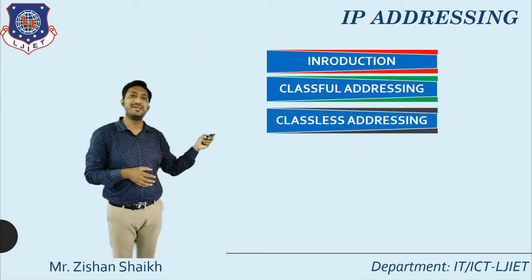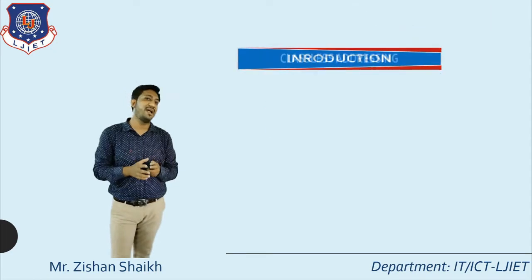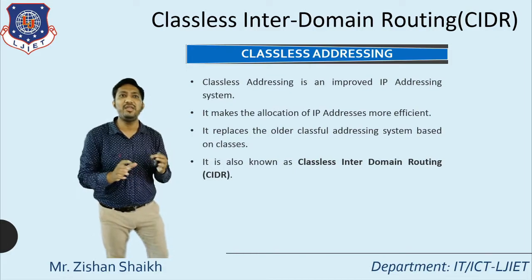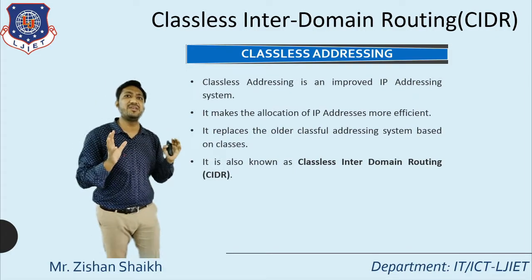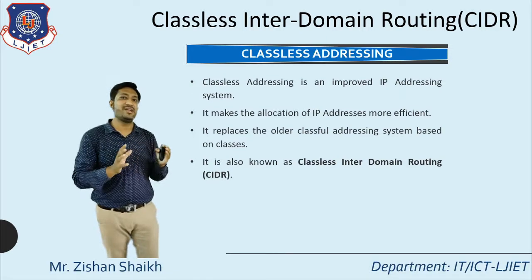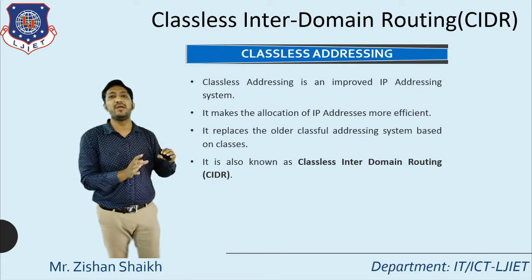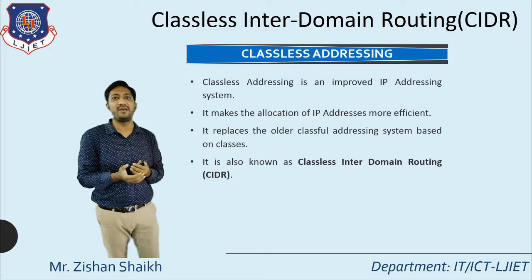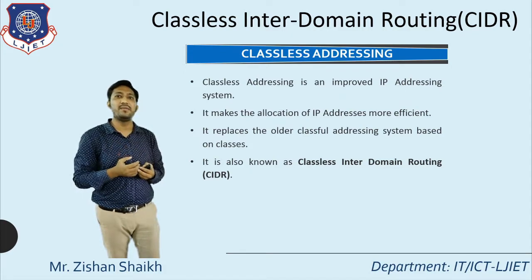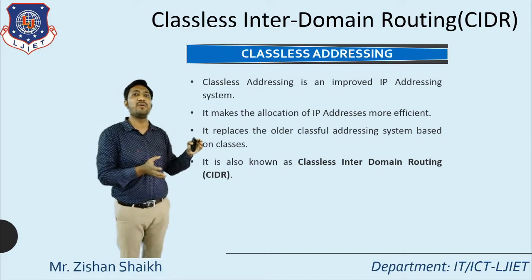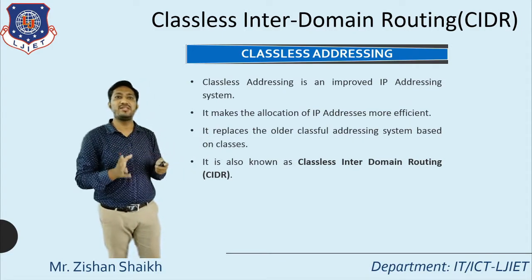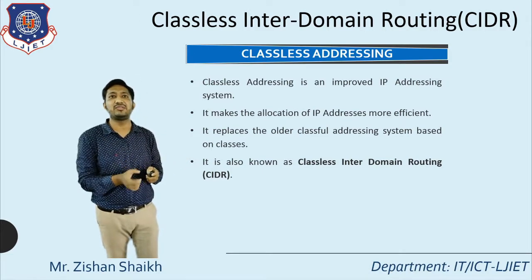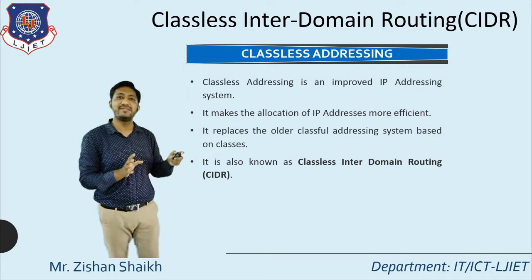Now we are going to the second addressing method, the classless addressing method. The classless addressing system is an improved addressing system. We are not fixedly assigning any classes here. When we assign a class to a particular range, a number of bits are wasted. Suppose I need 100 IP addresses and I have used class C, then the remaining addresses beyond 100 are wasted. That's why we use the classless inter-domain routing mechanism, that is CIDR or classless addressing.